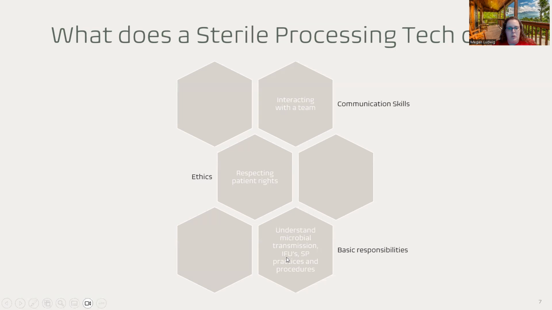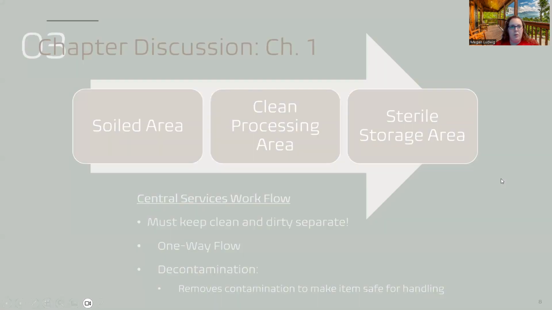You're going to see this from IFUs pretty often. IFU stands for instructions for use. We'll refer to that quite often. Each machine and chemical comes with instructions for use. Sterile processing practices and procedures, so that's a good portion of what our entire quarter will be about.